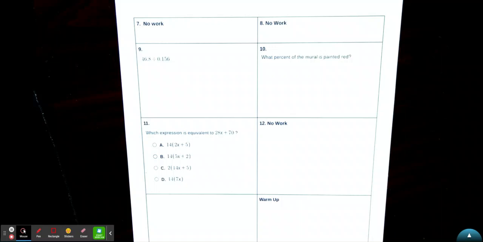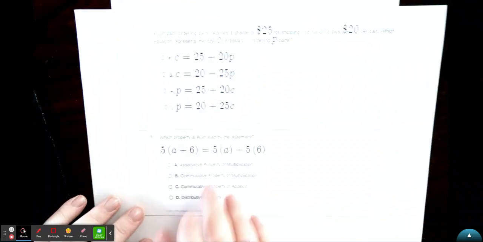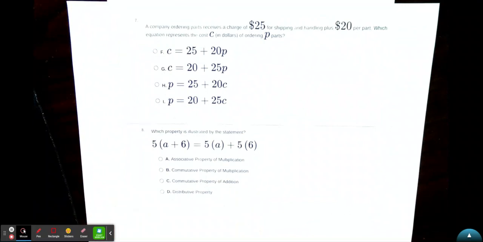Today's letter of the day is... Okay, all right, number 7 says a company ordering parts receives a charge of $25 for shipping and handling plus $20 per part. Which equation represents the cost in dollars for ordering P parts?